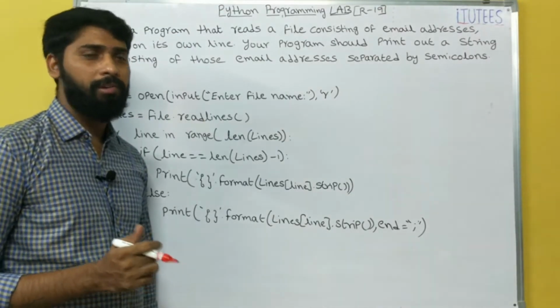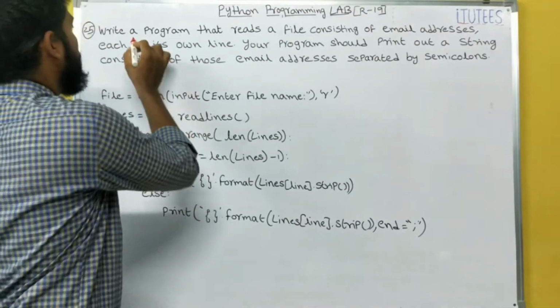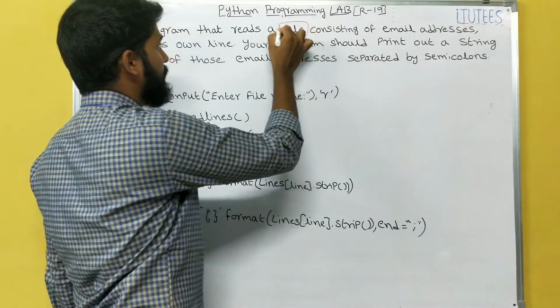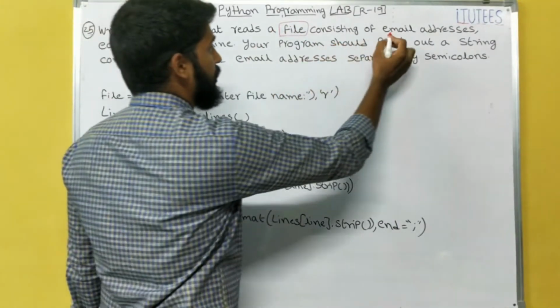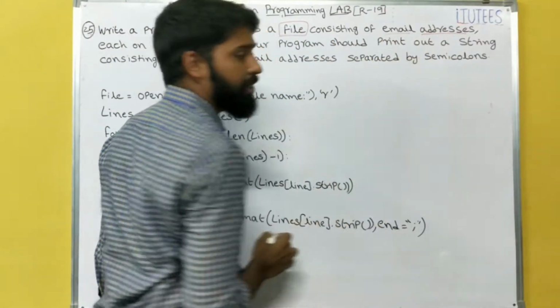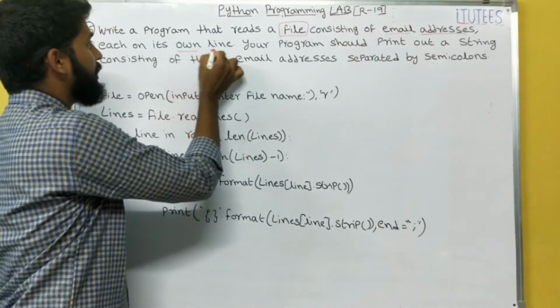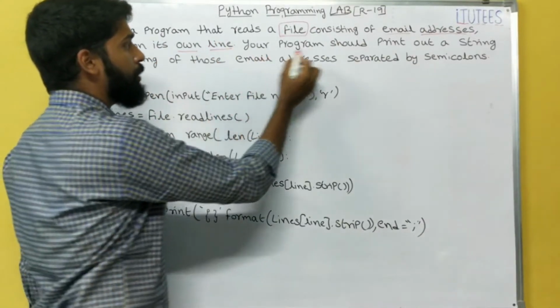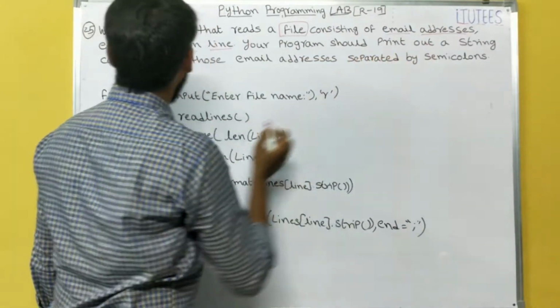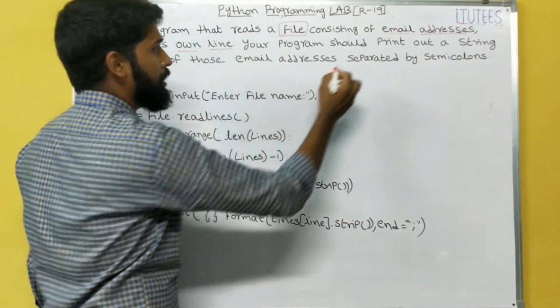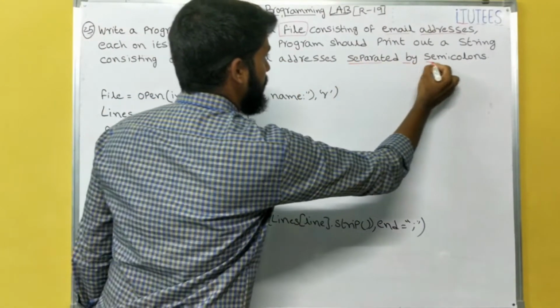Now we are going to solve one Python program. Write a program that reads a file consisting of email addresses, each on its own line. Your program should print out a string consisting of those email addresses separated by semicolons.